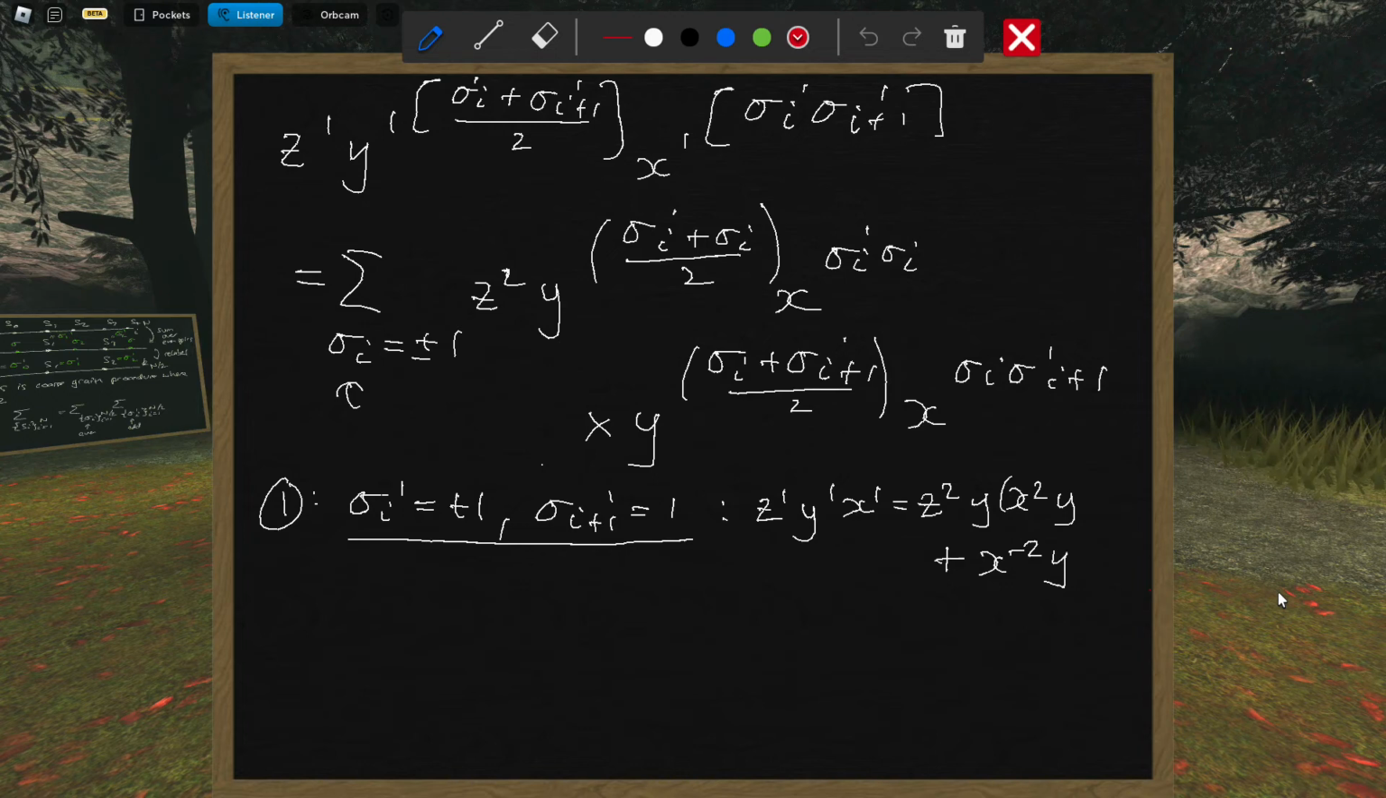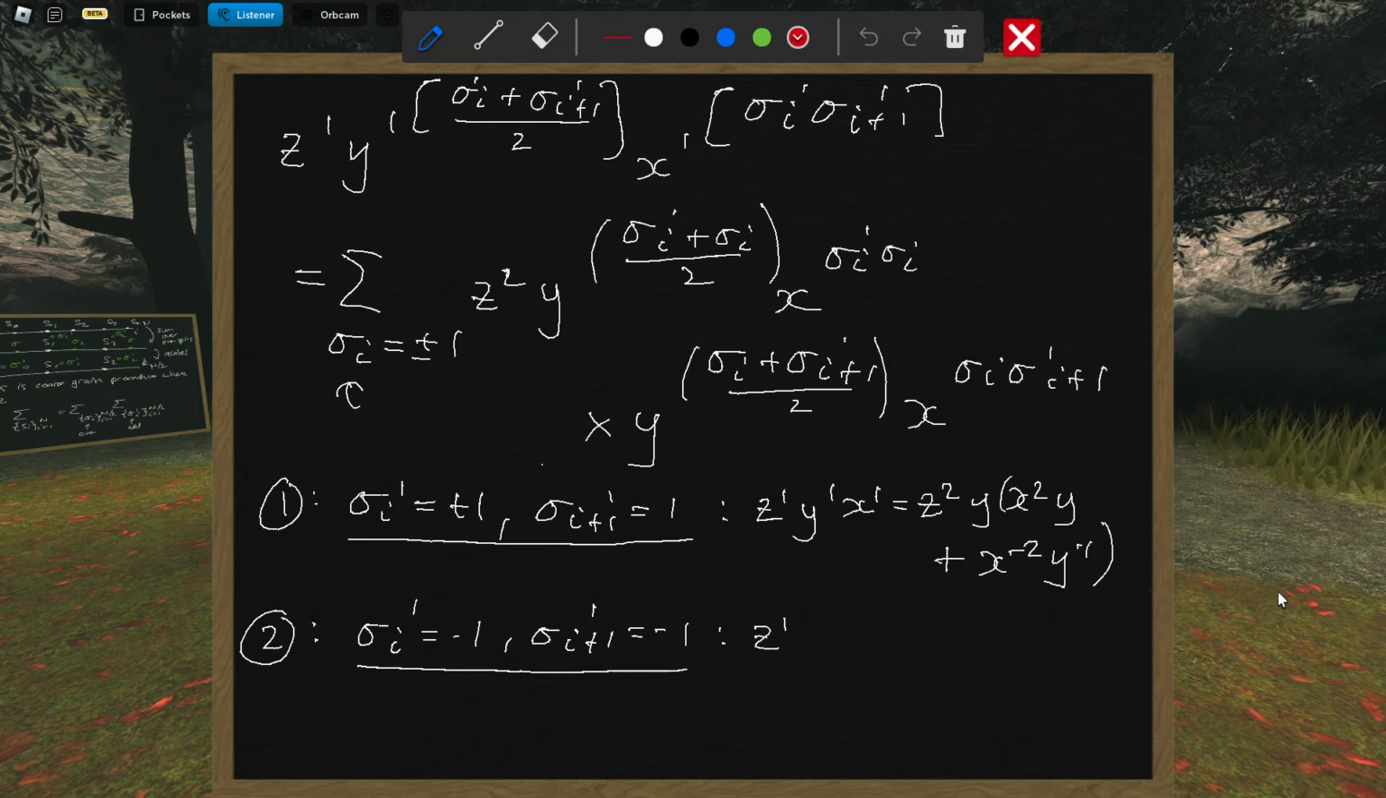X to the negative 2, y to the negative 1. This is actually extremely crucial. Effectively what you're defining here is the map from the coarse-grained configurations to the fine-grained ones. But it's kind of implicit. So it's a y prime to the power of negative 1.